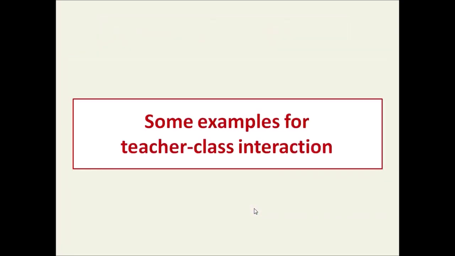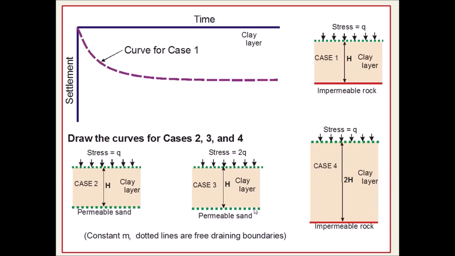Now, just a couple of examples for teacher-class interaction when you're teaching settlement and consolidation theory. We've got a uniform layer of clay here over a wide area. We've got a uniform stress at the surface, an impermeable boundary here, and for this case, this is the curve we get. We'll now move on and ask our students what happens now.